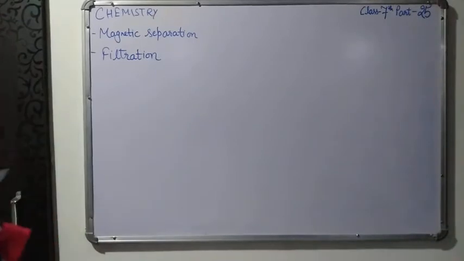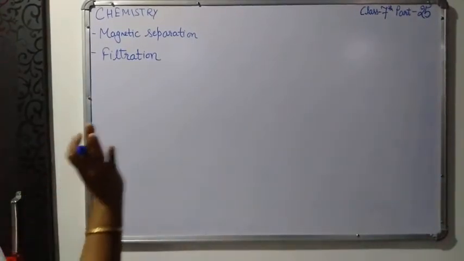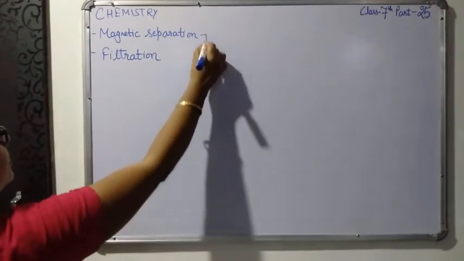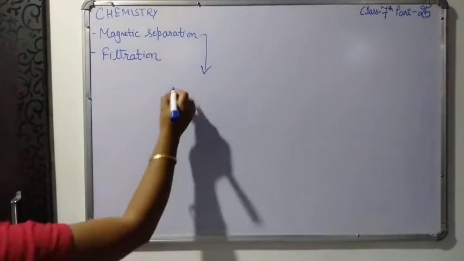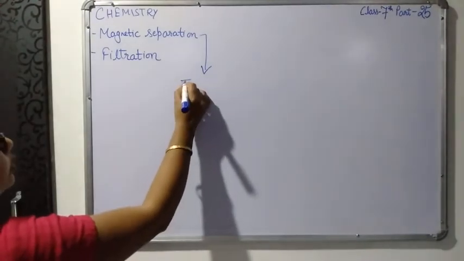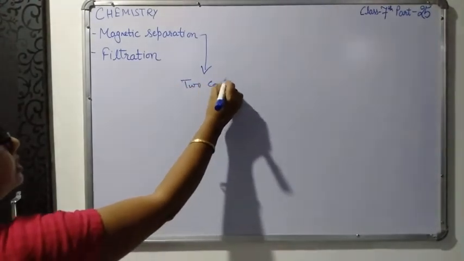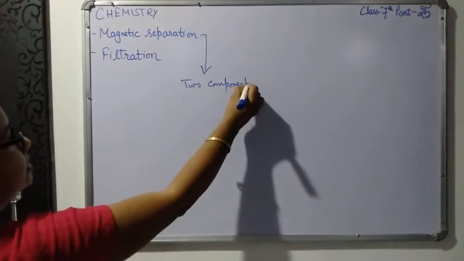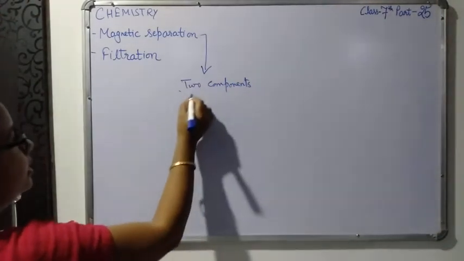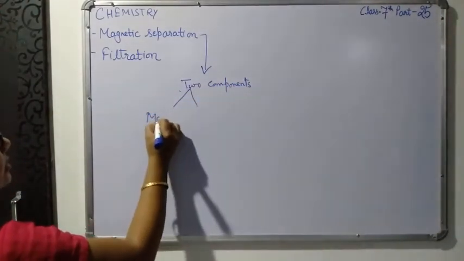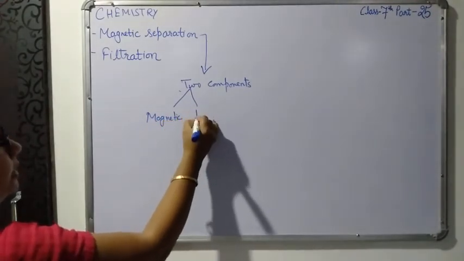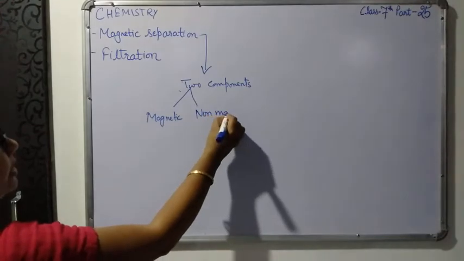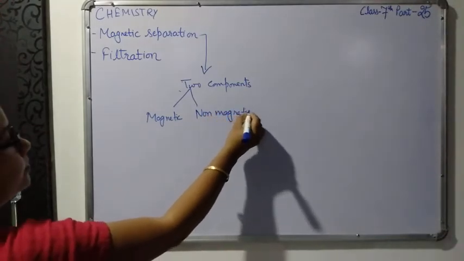The magnetic separation method is used only for those mixtures in which, suppose you have two components, one should be a magnetic component, and the second one should be a non-magnetic component.